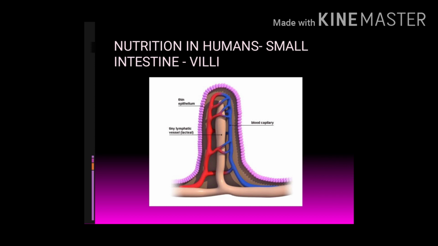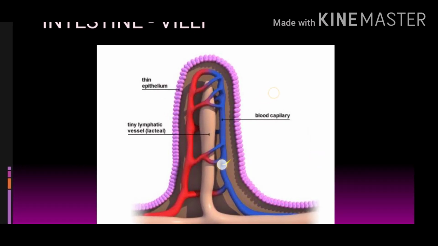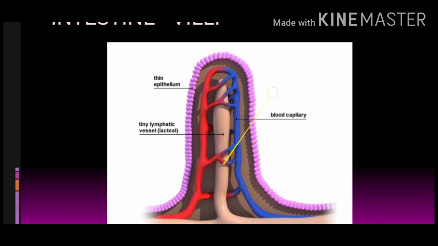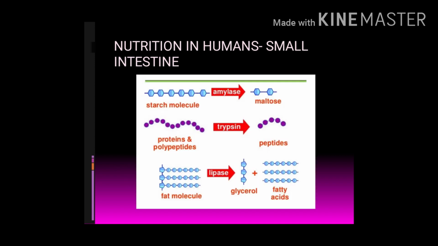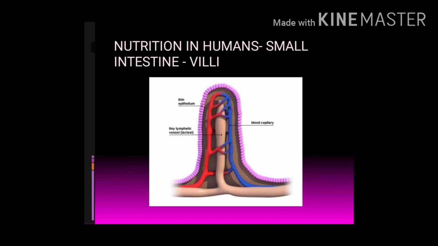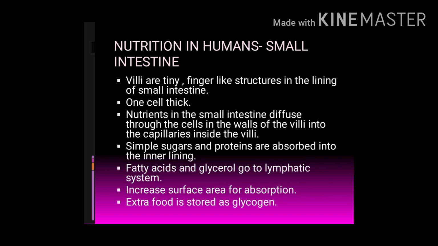Now this is the diagram of villi, which are present in the ileum part of the small intestine. Here you can see the thin epithelial tissues, the blood capillary, arteries and the veins. Villi are tiny finger-like structures in the lining of the small intestine. It is only one cell thick.